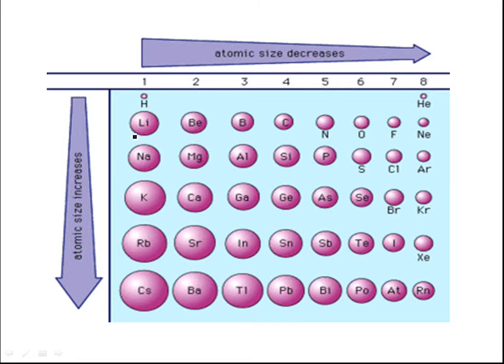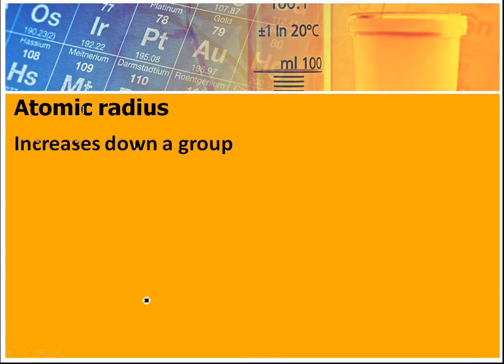Okay, so you can see here as you go down, the atomic radius is increasing. As you go from left to right, the atomic radius is decreasing. They're getting smaller as you go left to right, and they're getting bigger top to bottom. So let's try and explain that trend, shall we? So the trend is atomic radius increases down a group. But why does it do that?